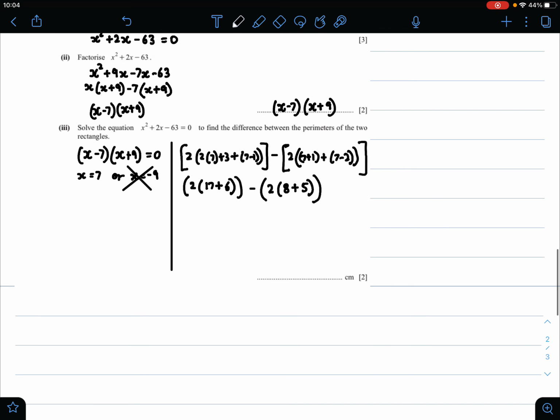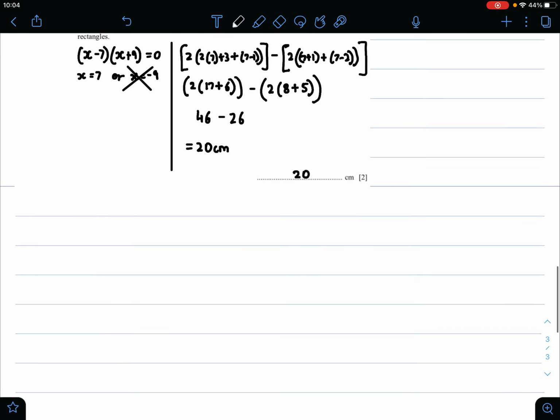So 17 plus 6 is 23. So 23 times 2 is 46, minus 8 plus 5, which is 13, multiplied by 2 is 26. So 46 minus 26 is equal to 20, and therefore 20 centimeters will be your final answer for B part 3 of this question.